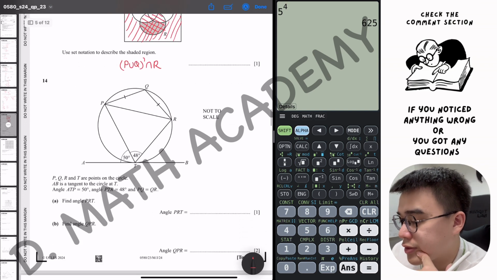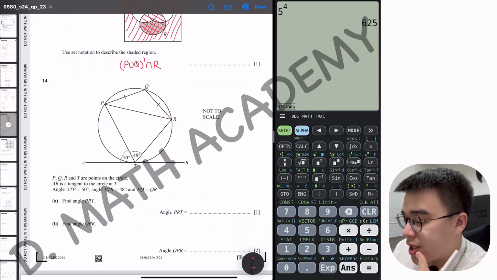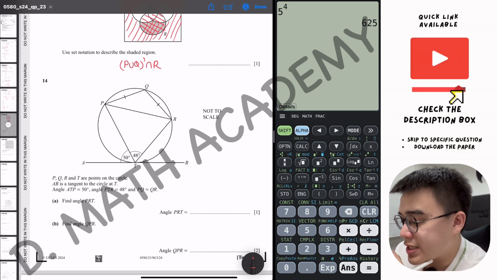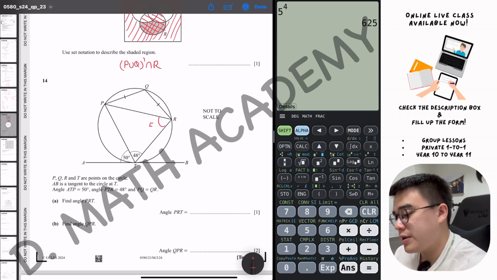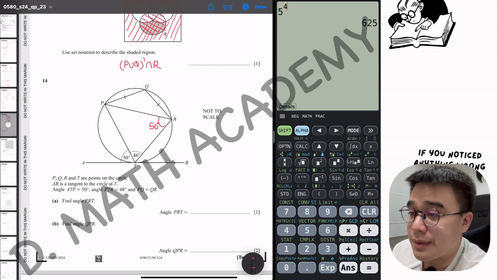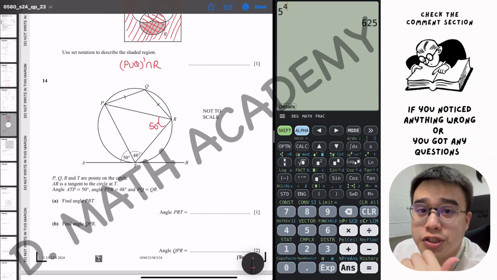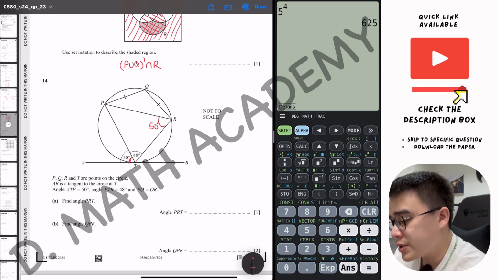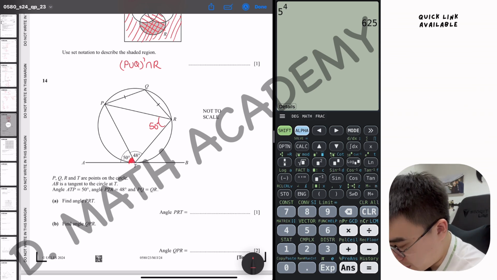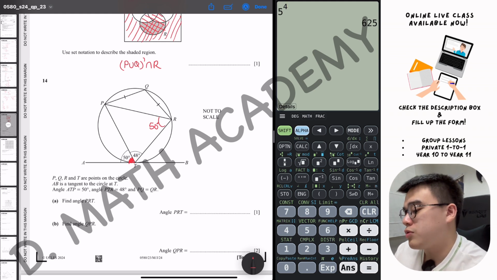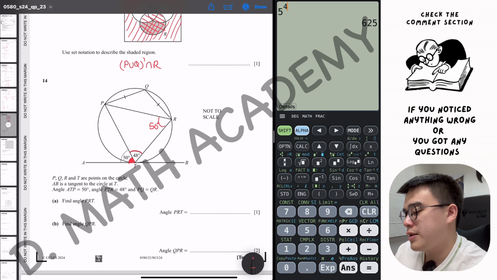Moving on to question 14. They ask us for PRT. PRT is actually 50 degrees. The reason is that it is the alternate segment theorem. A lot of students are confused by this, but there's a key trick that I always teach my students, which is this part that is being shaded. If you want to use the alternate segment theorem, you need to choose from the line that is the connecting part.